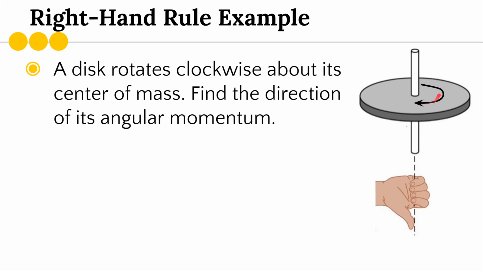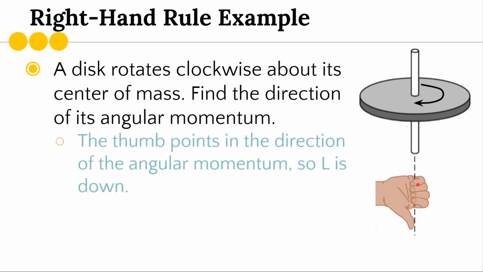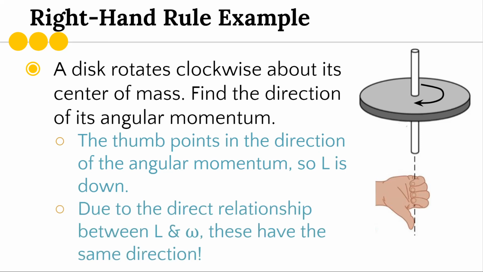You can see it right here. Imagine your fingers wrapping around the front of this rod. You can picture it here, and then your thumb will point in the direction of the angular momentum vector. So in this case, L, your angular momentum vector, would be drawn downward. Due to the direct relationship between L and omega, these will have the same direction. So when we're looking at the direction for both, you can get it this way. So that's how you would draw the vector.